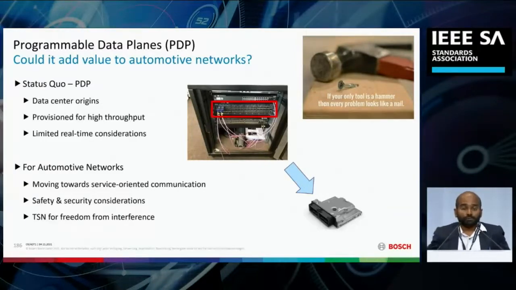Yeah. So for these programmable data planes, there are quite a few products that are already available in the market. Being data center switches, these are provisioned for high throughput. The ones that we have played with have a total throughput of 6.5 terabits per second. In the meanwhile, I think more than double this throughput is also available in the market. Being provisioned for high throughput also means they have very few real-time considerations. So the question that we posed ourselves was, how can we bring this kind of programmable technology into automotive switches?